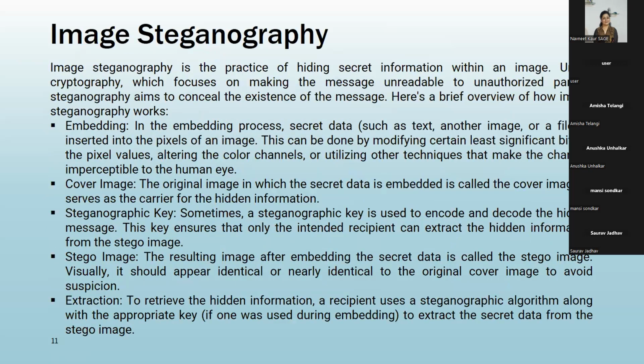One type of steganography is the image steganography technique. It is a process in which the secret data is hidden in the pixels of the image so that the data is not visible to any unauthorized users. The resulting image after inserting the data is called the stego image.